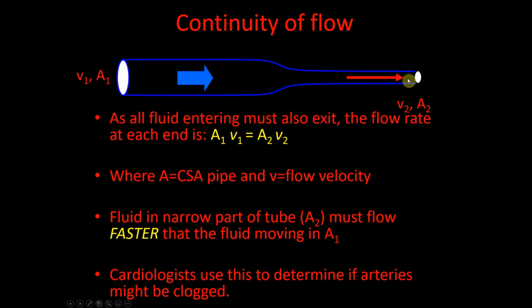Well, in order for A1 V1 to equal A2 V2, if we reduce A2, that means we have to increase V2. So fluid in a narrow part of a tube must flow faster than the fluid that's in the wider part of the tube. This is the kind of method that cardiologists use to determine if you might have some kind of clogged artery by looking at the flow through the blood vessels.